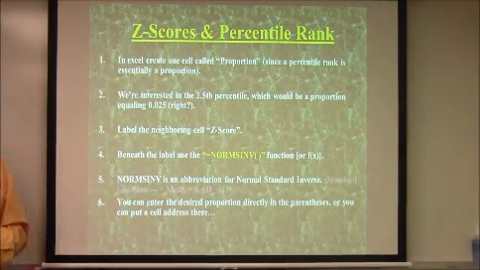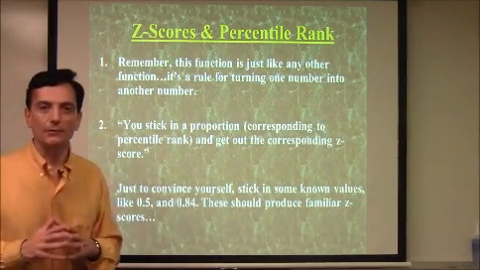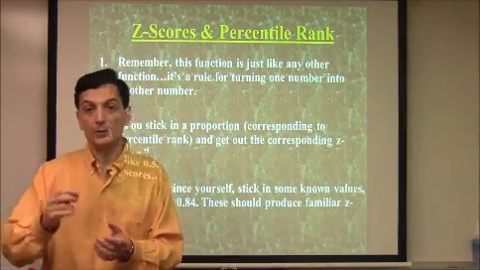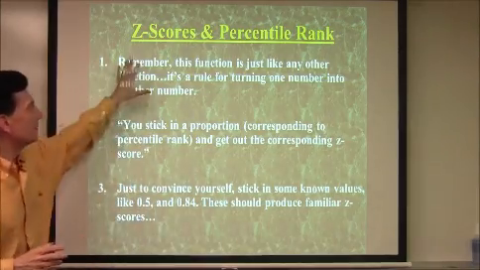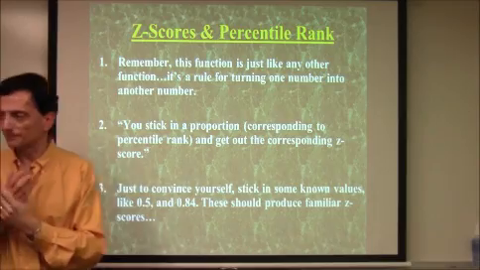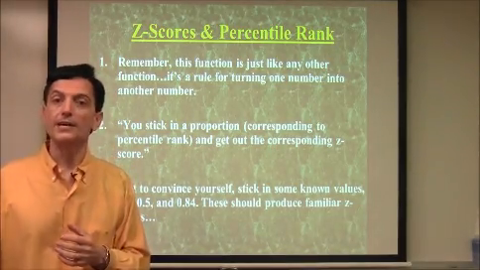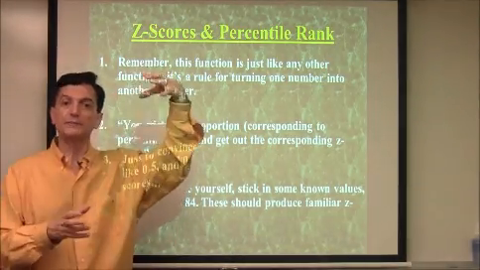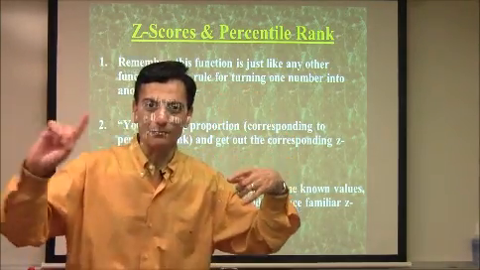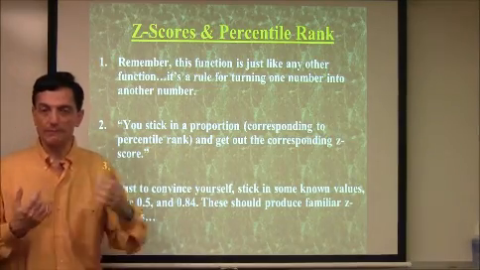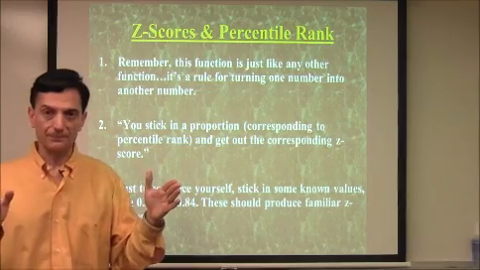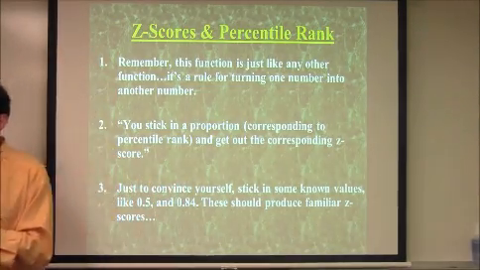Okay? Okay. So in just a moment, we'll flip over to Excel and we'll show you a couple of examples where we can put in some proportions and pull out the corresponding z-scores. So remember that this function, this NORM.S.INV function, is just like any other function. It's a rule for turning one number into another number, or maybe for turning a range of numbers into another number. Just like the average function takes in a range of scores and puts out one average, so it is with NORM.S.INV. We put in a probability or a proportion, some number between 0 and 1, and we get out a z-score.